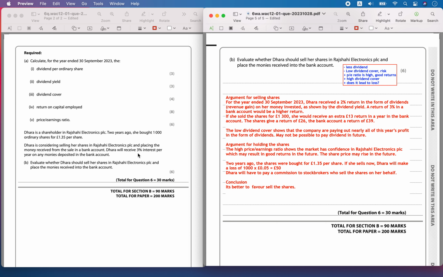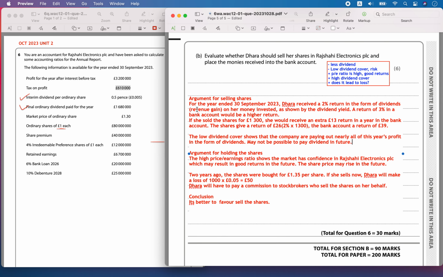If she keeps it in the bank account, she will receive interest of 3% per year on any monies deposited in the bank. So she has to decide whether to hold the shares or keep the money in the bank account. Now, because we have calculated all this, let's look at the argument for selling shares.